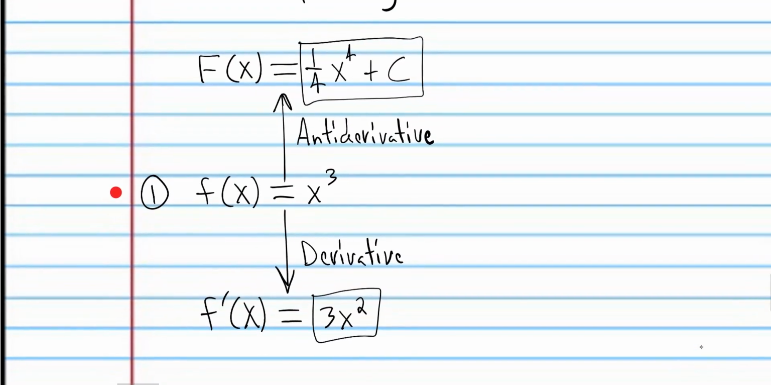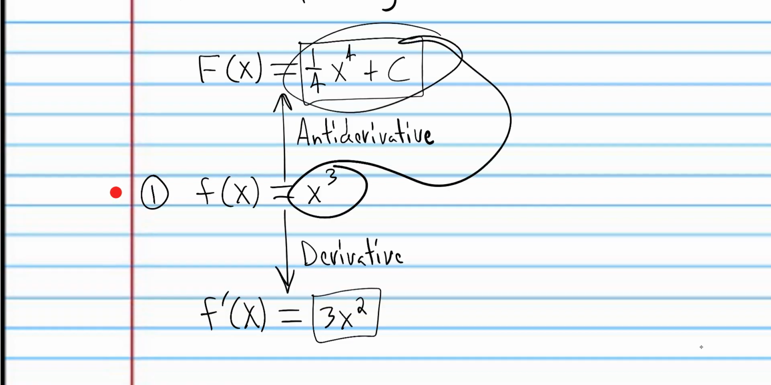the antiderivative of a function is actually a family of functions. We can have 1/4 x to the fourth plus pi. We can have 1/4 x to the fourth plus a trillion. We can have 1/4 x to the fourth minus 72.9. There's an infinite number of antiderivative functions that are functions where if you find the derivative, you get back to this function here.